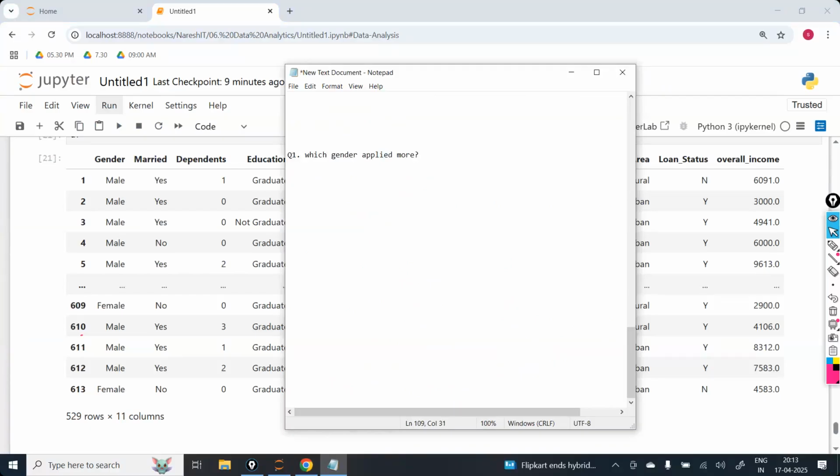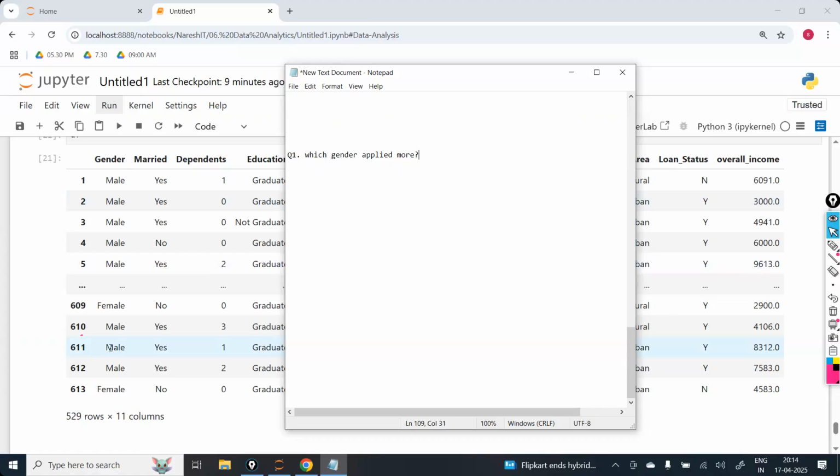Sir, instead of applied, approved means they have got the loan also, yes. That is bivariate. If you combine two columns, it comes under bivariate. So I will not go to the bivariate now. I'm working only in my mind on one single column. With the single column, what questions can I frame, without taking another column?